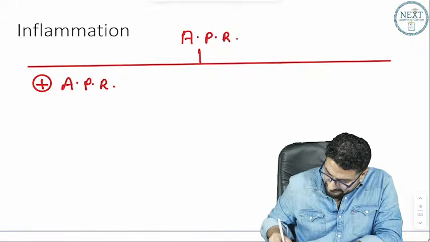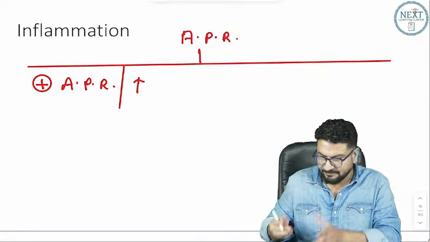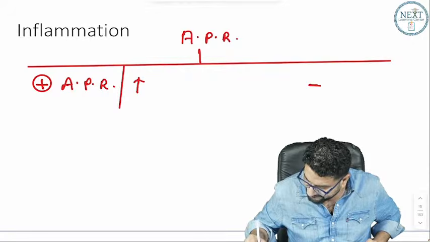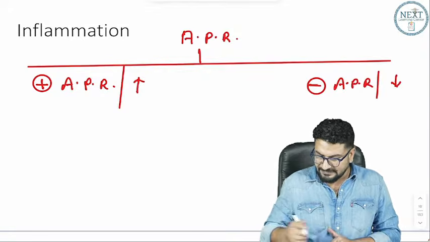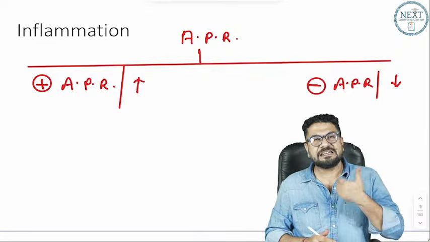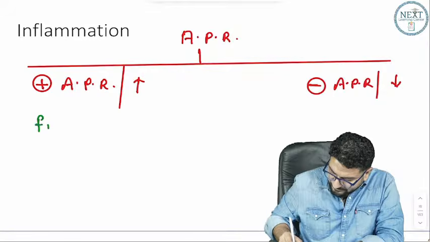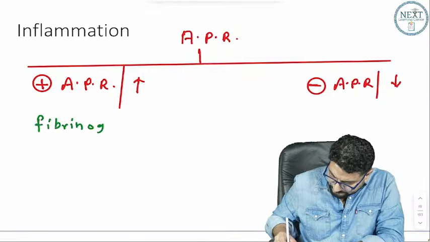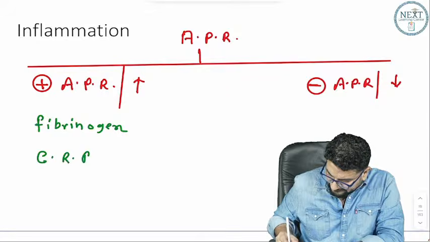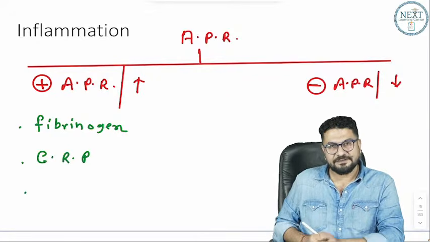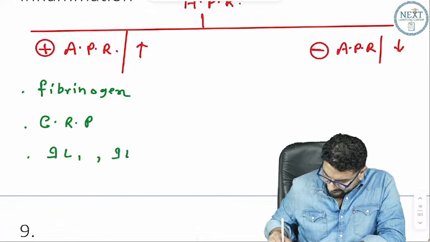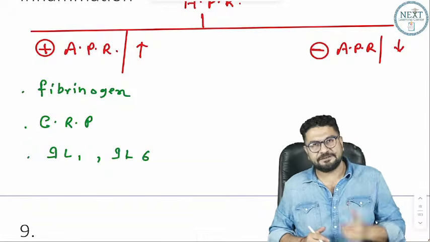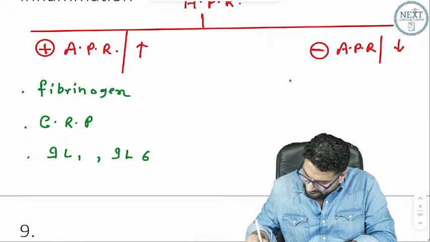Suppose you are having inflammation: something in the body increases and something in the body decreases. When something in the body decreases, we call them negative acute phase reactants. So when something increases, what do we check? We check ESR. ESR means we are detecting fibrinogen. Then we have CRP, C-reactive protein. These are increased. What else is increased? Different types of interleukins can increase: interleukin 1, interleukin 6. So these are increased. And what is decreased?